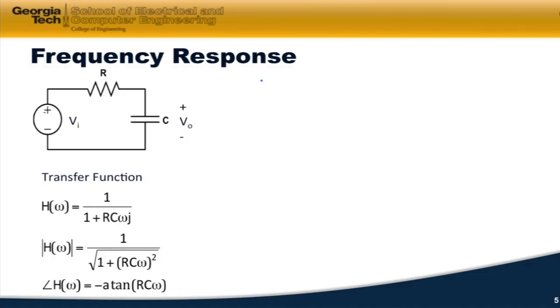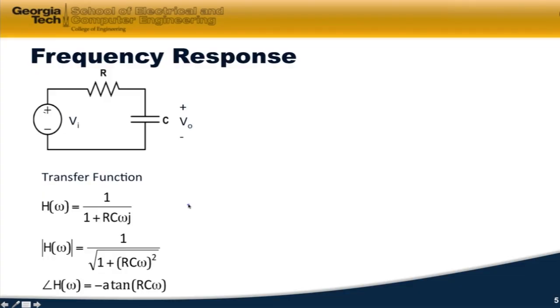Let's look at a particular circuit. This is an RC circuit that we've looked at a couple of times in the impedance lesson as well as in the transfer function lesson. We found that the transfer function is equal to this H right here. And what we want to define is the magnitude and the angle.